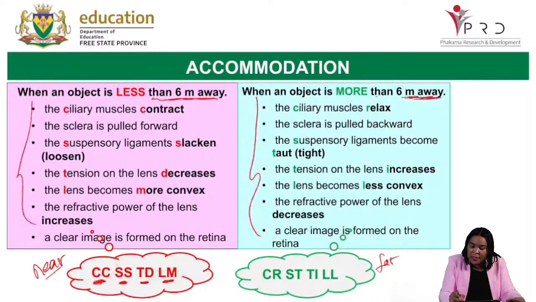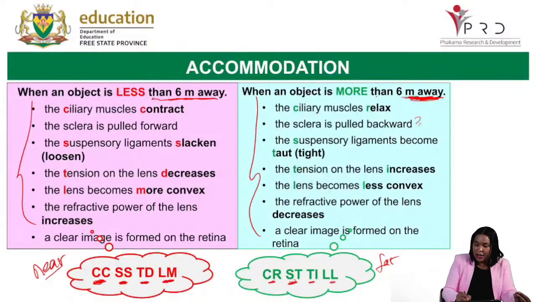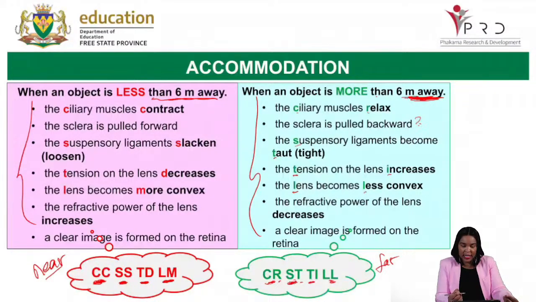And then for an object that is far away, you have CR, that is, your ciliary muscles are going to relax. And then your sclera is going to be pulled backwards, and then the suspensory ligaments are going to be taut. Now this one is just additional information. And then the tension on the lens is going to increase, and then less light is going to enter the eye. So the lens becomes less convex. Therefore, please make sure that you remember these and you apply them here. You see this presentation, you have the T's and the I's and the L's showing you what CR, ST is. So please go check your accommodation in this way.